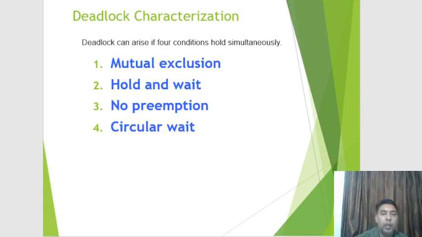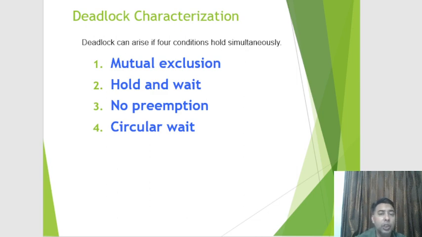So there are four essential conditions for deadlock to occur. Deadlock can arise only if these four conditions hold simultaneously. These conditions are mutual exclusion, hold and wait, no preemption, and circular wait. So, what is mutual exclusion? Two or more resources are non-shareable. If there are two or more resources which are not shareable between the processes, then mutual exclusion will occur.